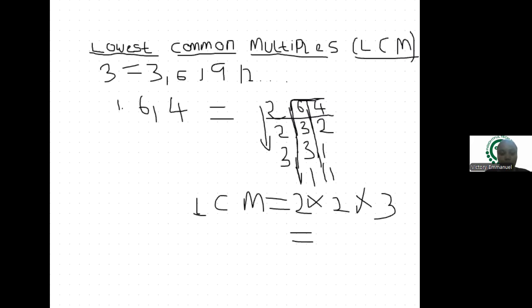Okay. So you put your 12 here. So this is your answer, the LCM of 6 and 4. Now let us do a different number now.